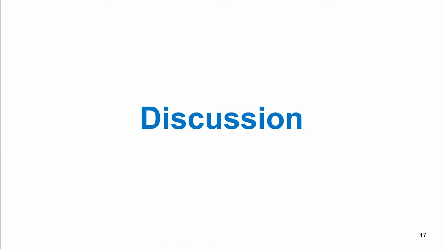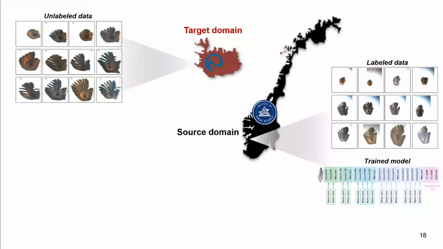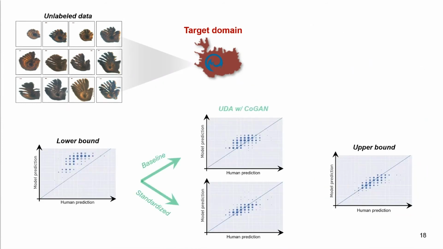So this brings me to the discussion. Just to summarize what was done up to now, we exploited a labeled otolith dataset from Norway and a neural network that achieved a good performance on those images to automatically predict fish age of unlabeled otolith images from Iceland. So I presented in this talk an unsupervised domain adaptation method based on Kogan that showed very promising results in improving the performance compared to a lower bound model and achieving results which are close to the upper bound model.